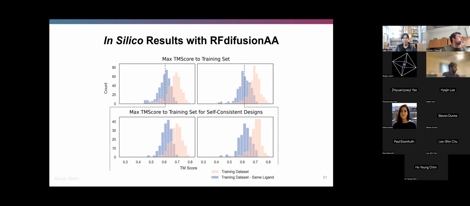The last thing that I'll say on this slide is that there's a concern oftentimes when you show novel structures that they're also not self-consistent structures or not real structures. I guess those are two different things. But here, you can see this distribution looks exactly the same for the self-consistent structures.